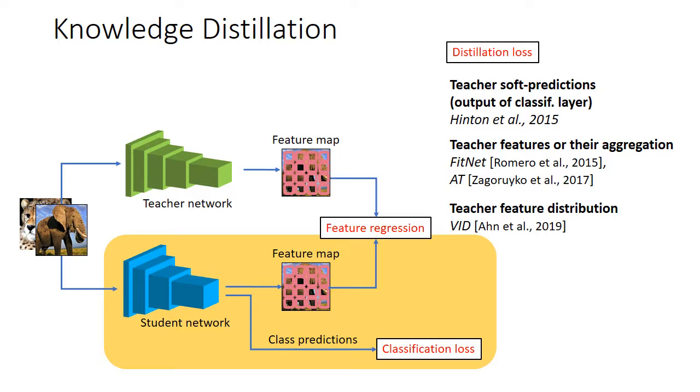Another very popular example is that of training the student to regress the teacher's feature map or some derivatives of those features, such as their attention map. The main intuition behind this line of work is that these features tend to encode useful semantic knowledge for transfer learning.